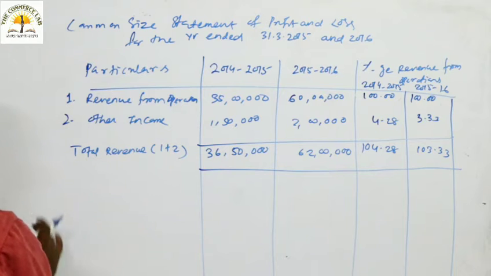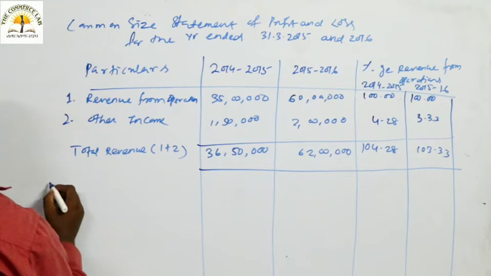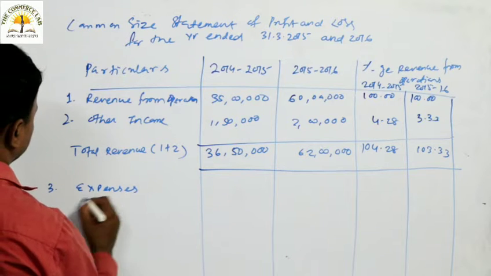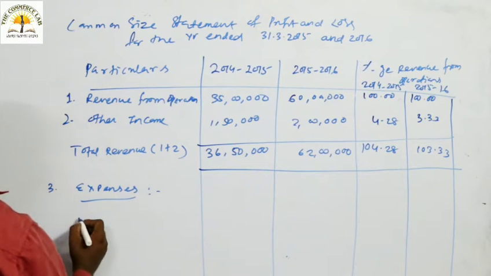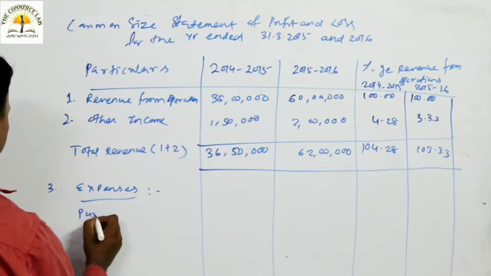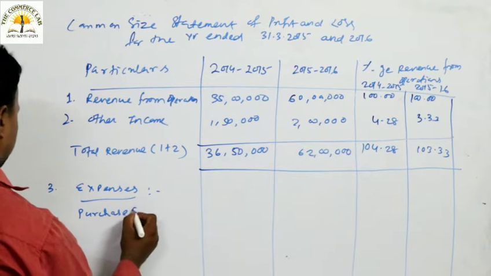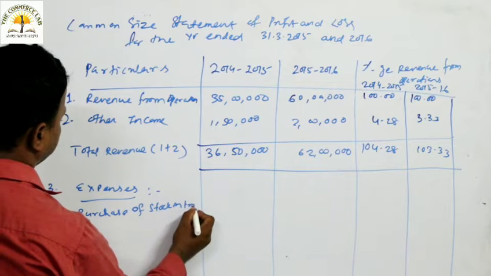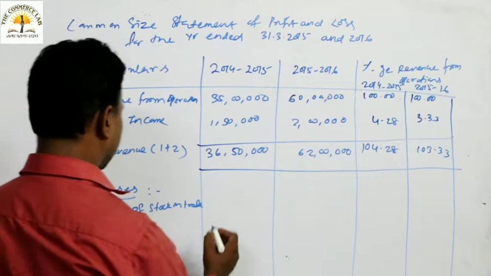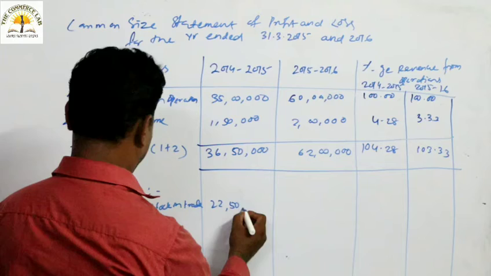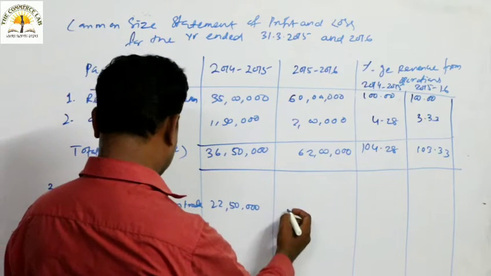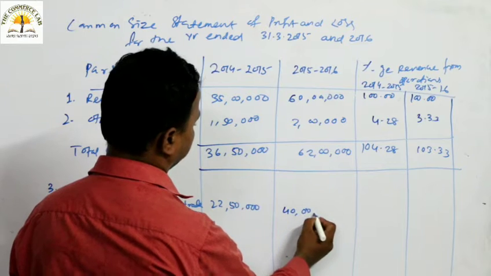Thereafter, what you have to do? Thereafter, you have to see the expenses. So how many expenses are there in the question, the previous question? There are 3 expenses. The first one is purchase of stock in trade. Stock in trade, that is an expense. So how much is the expense given? 22 lakh 50,000 for 2014 15 and for 2015 16, that is 40 lakh.